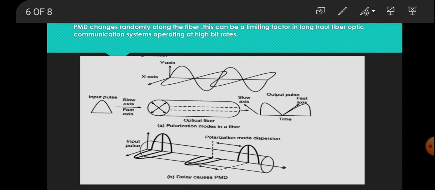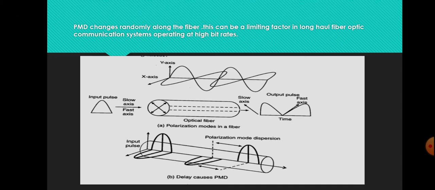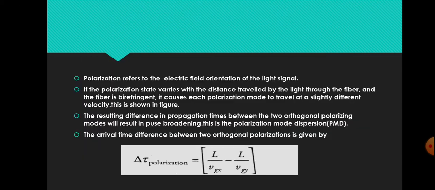This is the figure that represents the polarization mode. So that means two orthogonal pulses will be received at different times. So that means there is a time delay between these two pulses. So this is the basic concept. Before that we can explain it.